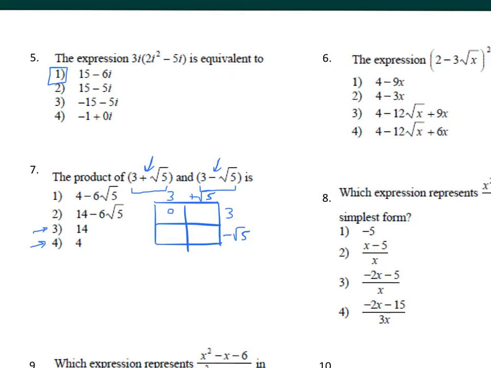And so we have 9 plus 3 rad 5, minus 3 rad 5, and then we have a negative rad 5 times rad 5, which is negative 5. So in our case here, we get 9 minus 5, which gives us 4. And negative 3 rad 5 plus 3 rad 5 give us 0. So our answer is just the 4.